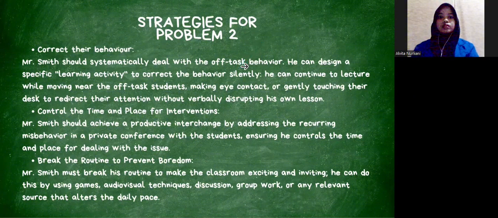he should systematically deal with the off-task behavior, where he can design a specific learning activity so he can continue the lecture while moving near the off-task students, like making eye contact or gently touching their desk to redirect their attention without verbally disrupting his lesson. And two is to control the time and place for intervention.